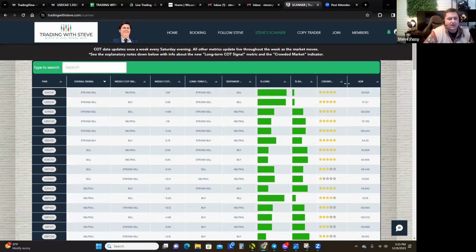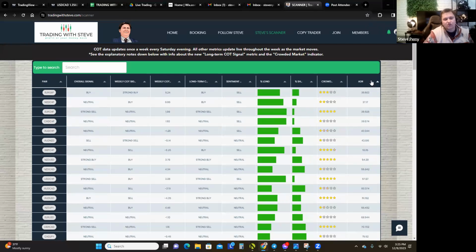Okay, and then this last column is the average daily range. So this is just a helpful tool just to see what the average daily range is for each currency pair. Like, for example, here on the euro pound, it has an average daily range of about 36, 37 pips. That's just helpful if you're trying to figure out how far this market moves in the day. So that helps you with your stop losses and take profits and things like that. It does nothing as far as picking a direction. It's just a helpful tool so that you know what the average daily range is for each pair. That's it.